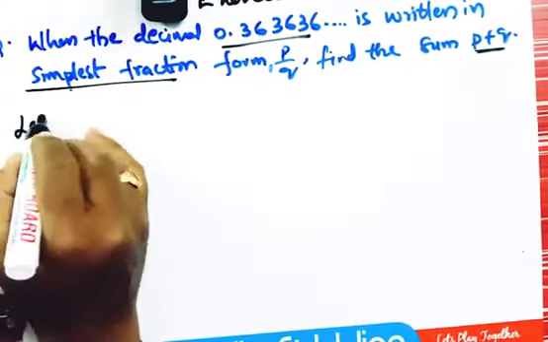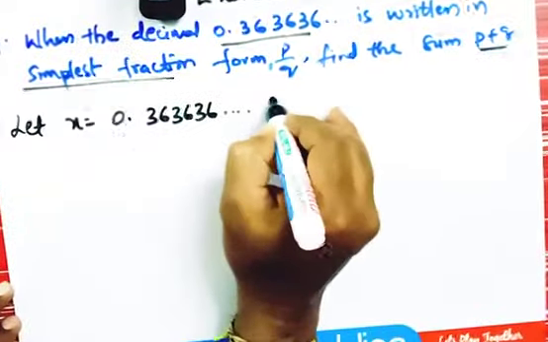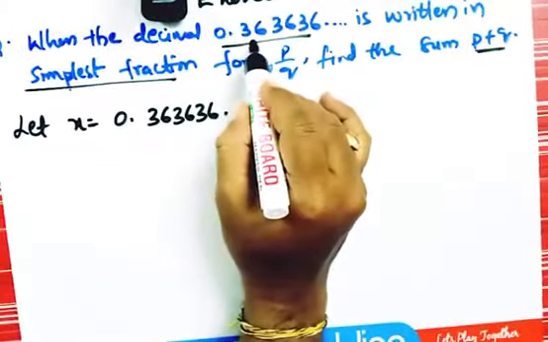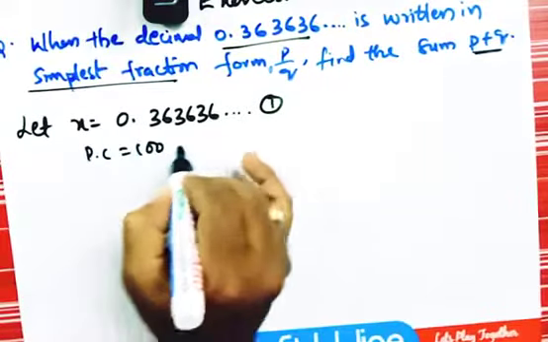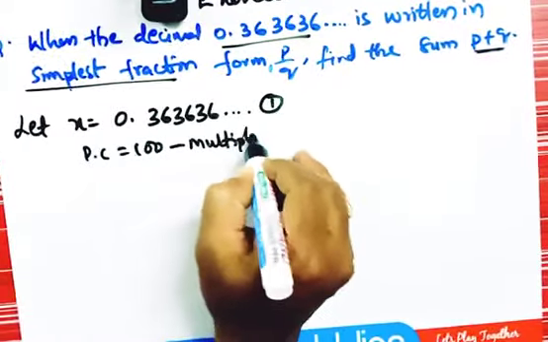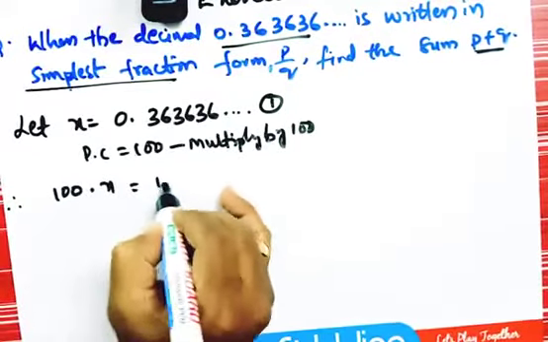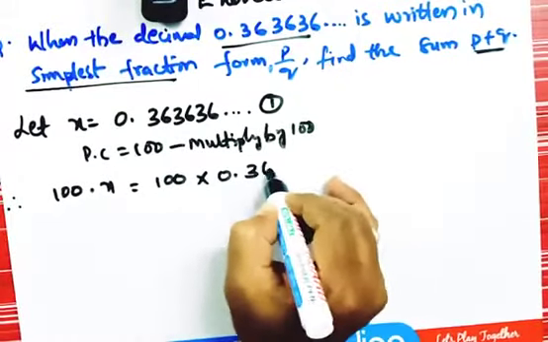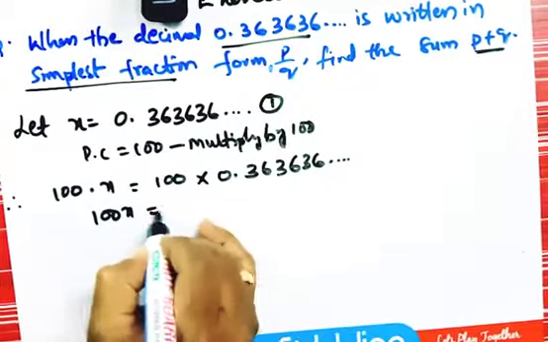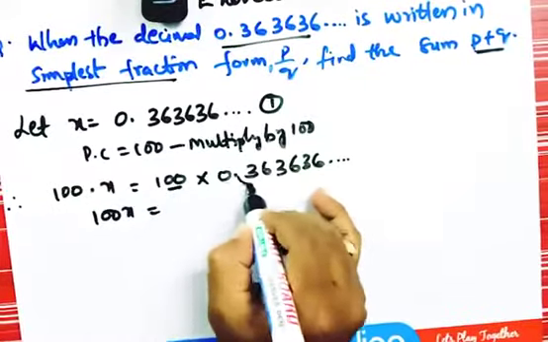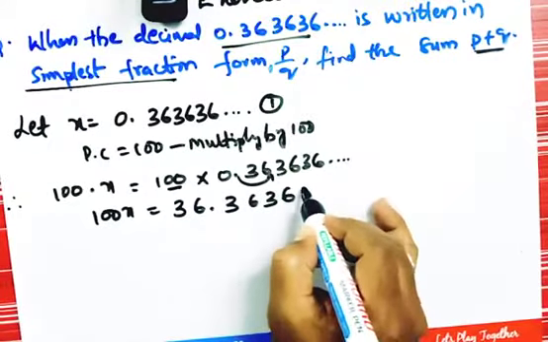Now first let x is equal to 0.363636 and so on. You should take it as the first expression. What is the periodicity here? Only 2 digits are repeated, so the periodicity is 100, so you should multiply by 100. Therefore 100 into x is equal to 100 into 0.3636 and so on. 100 into x, you will get 100x. 100 into 0.36: 2 digits are there, so you should move the point 2 digits. It will become 36.3636 and so on.